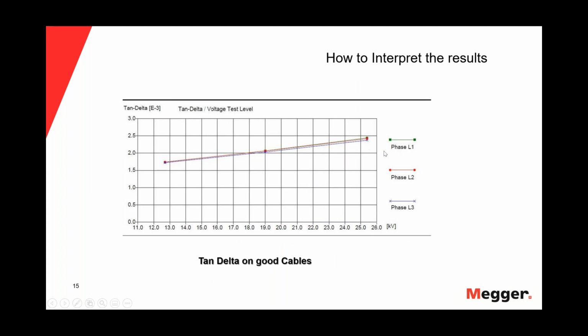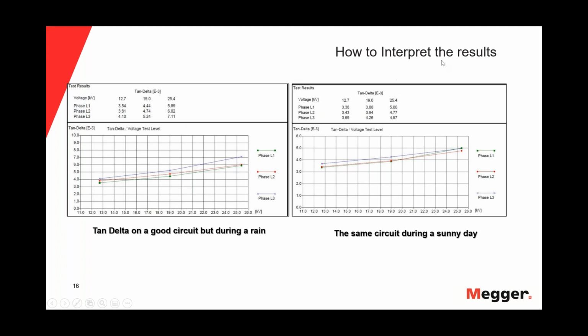This is a report section of the tan delta. The far left represents the tan delta values. This represents the voltages at each step. And this represents the phases in each set: phase 1, phase 2, phase 3. And if you look, this is a tan delta on good cables. Look how they trend between the voltage ranges coming up. And then how we're going to interpret results here.